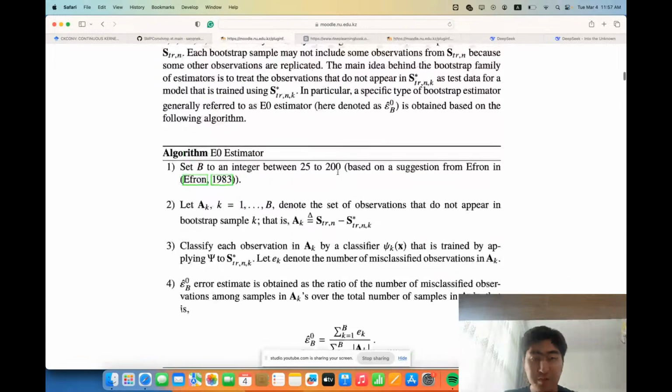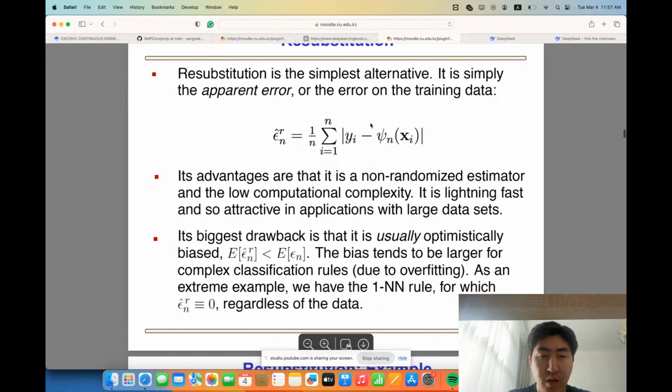Is that all? Okay, so we go here. It's non-randomized. It's fixed.